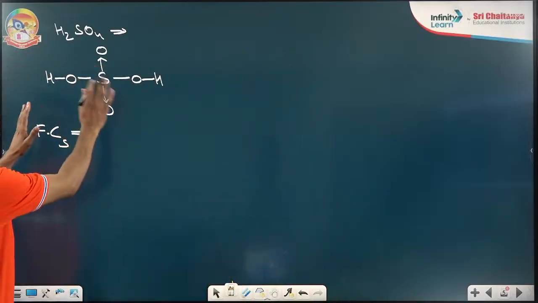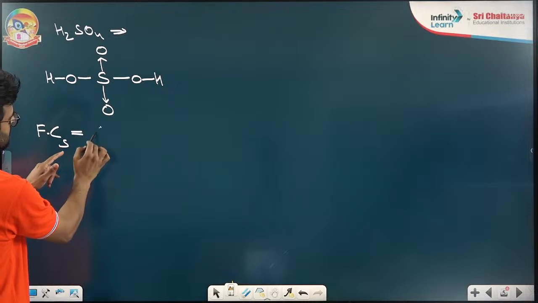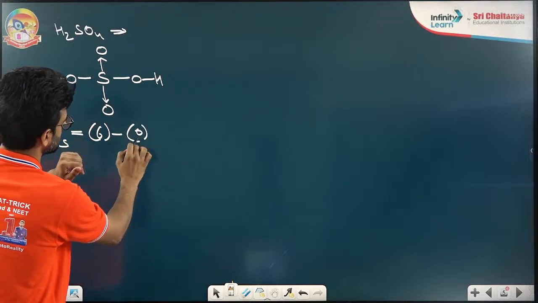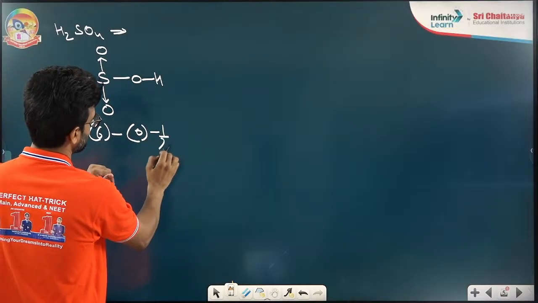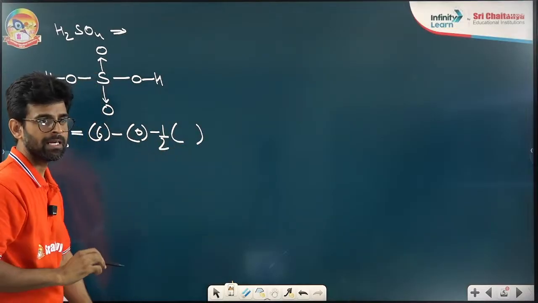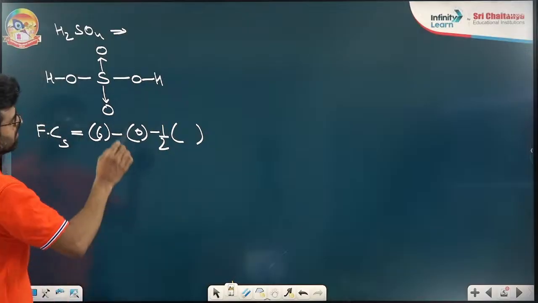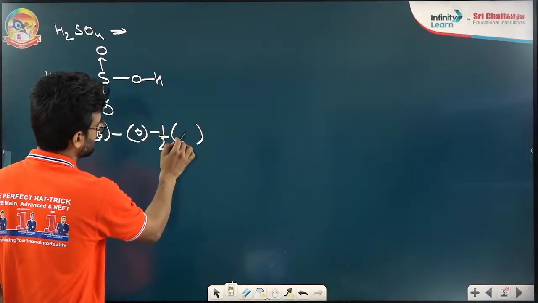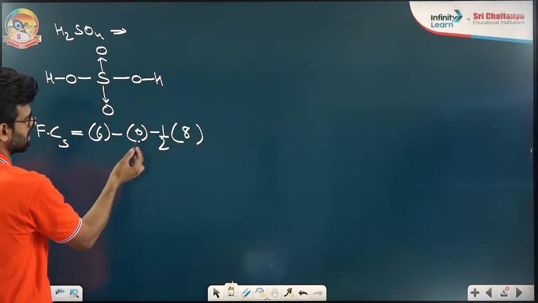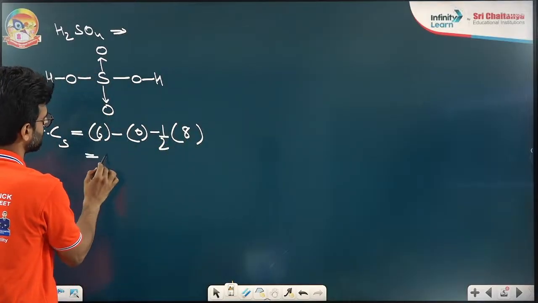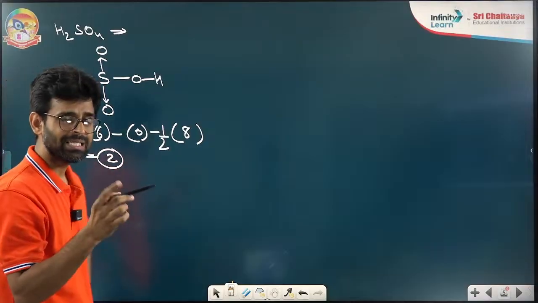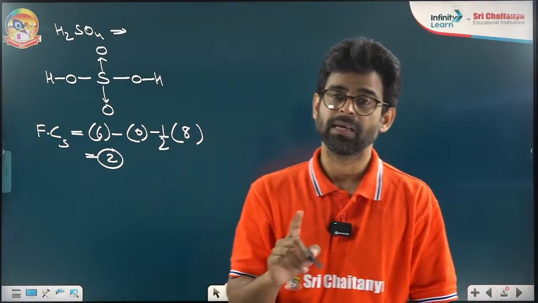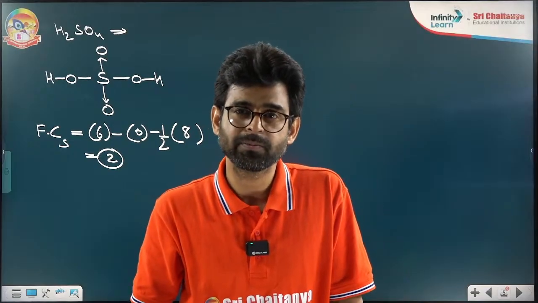So tell me, here sulfur, how many valence electrons? 6 valence electrons, right? Minus how many unshared? 0 unshared here, and 1 by 2, how many shared? How many bonds does it have? 1, 2, 3, 4. 4 bonds means 8 electrons, right? So 6 minus 0 minus 4, that is 2. So what's coming here? 2 is coming, right? In this structure, the formal charge on sulfur is 2. In the previous structure it was 0.